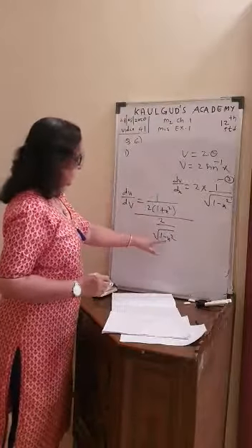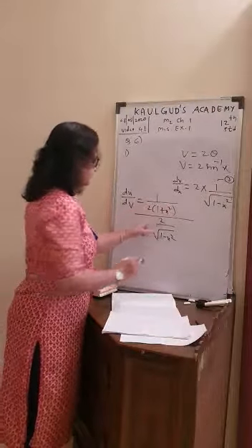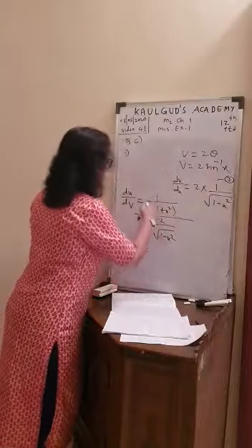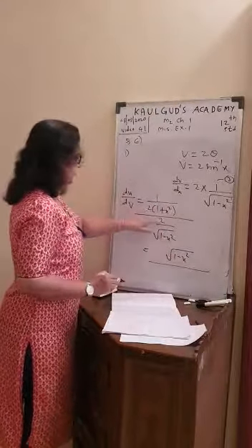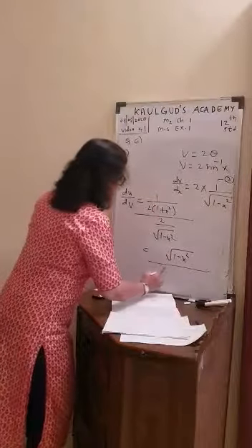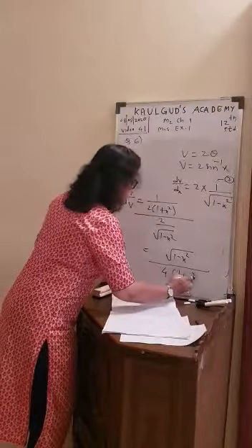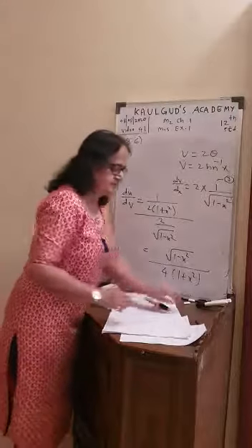Don't cancel in a hurry. This factor will go up and this will come down rather. So root 1 minus x square into 1. So root 1 minus x square, and down, this 2 into 2, 4, and this bracket down. 4 into 1 plus x square. That will give the final answer.